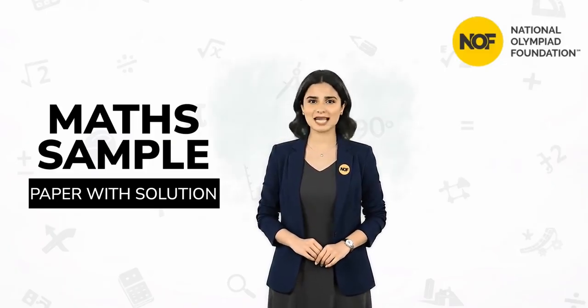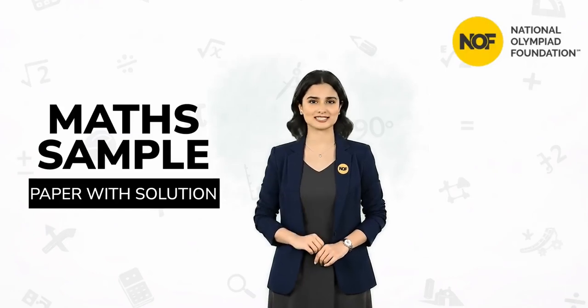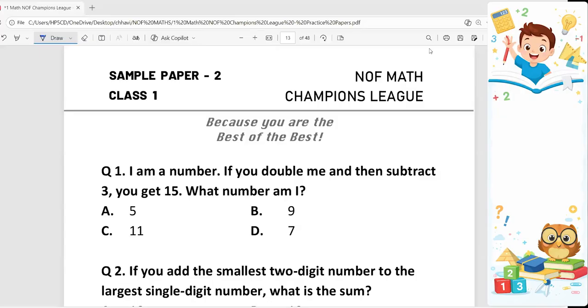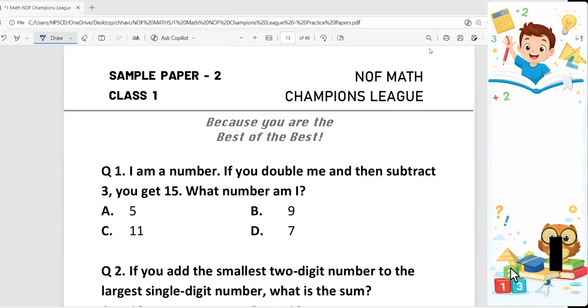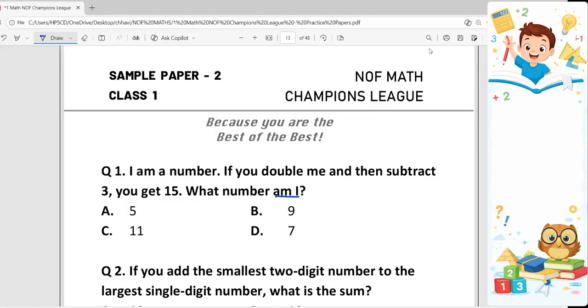Here is your math sample paper with solutions. Hello friends. Today we are going to solve class 1st sample paper 2 of maths subject. Let's begin. Our first question is, I am a number. If you double me and then subtract 3, you get 15. What number am I? Now see, we have to search for a number.